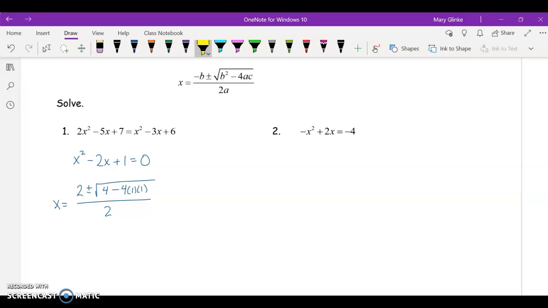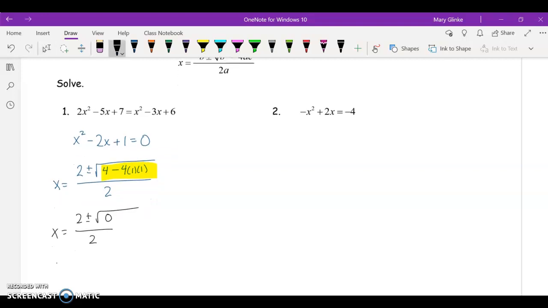So we're going to try this first without your calculator. So we're going to do this part under the square root first. So we get 4 minus 4, which becomes 0. So we have 2 plus and minus the square root of 0 divided by 2. So when we look at this, this is going to be 2 plus and minus 0 over 2, which just gives us 2 over 2, or x equals 1.